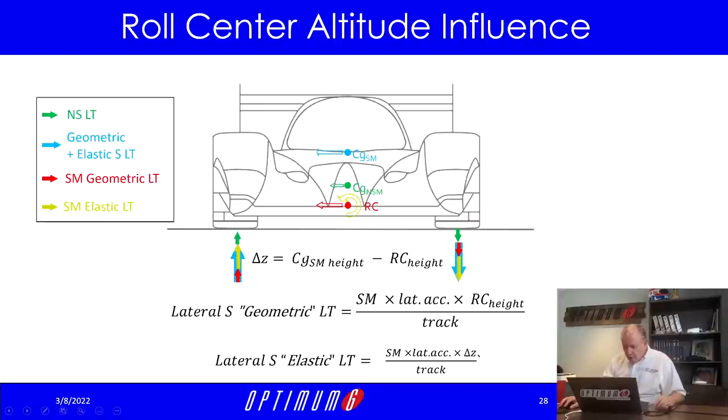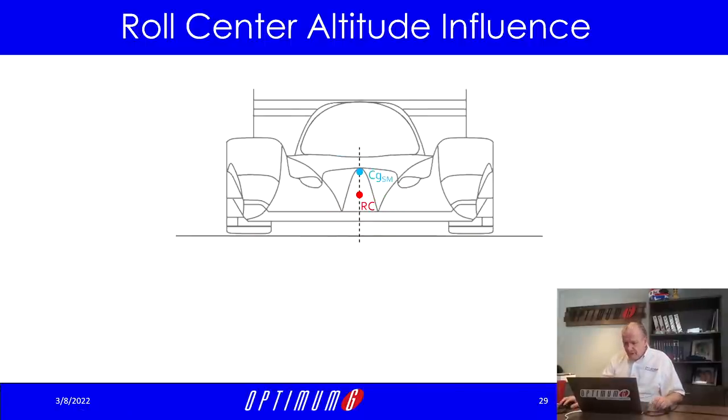If you put a lower roll center, you're going to have less geometric but more elastic. We call that geometric because who decides the roll center position? The geometry of the car. And why do we call the yellow one elastic? Because it's recuperated by elastic things like spring, bump stop, anti-roll bar, damper. Okay. So with that in mind, I'm going to do something interesting.